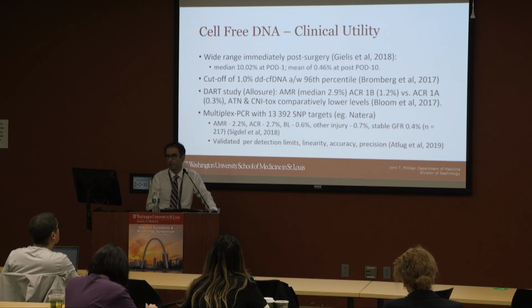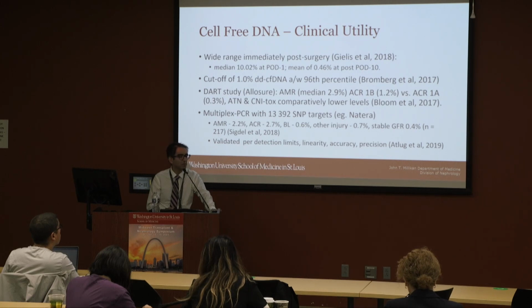And then we're all familiar with the DART study by Roy Bloom at Penn using AlloSure, and found that the highest percentage of cell-free DNA was in the AMR category. And then using the other panel, which is 13,000 odd SNPs, which is used by Natera, that had the highest percentage among those with acute cellular injury, but still higher than those with borderline rejection or other forms of injury or stable allograft function.